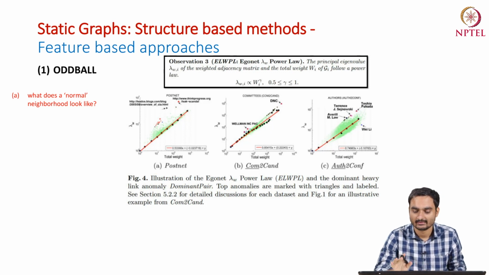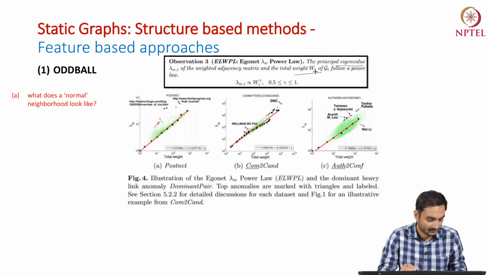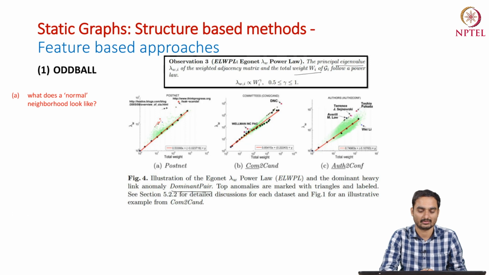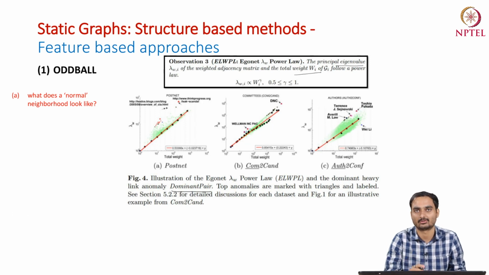What they said is that there is again a kind of power law relation between the principal eigenvalue lambda of the weighted adjacency matrix of the egonet and the total weight Wi. Basically the idea is the same. You plot it, and if you see that the points are far from the standard deviation, they possibly indicate a heavy dominant pair like structure. Visually this is very interesting to look at, but how do we do this automatically?